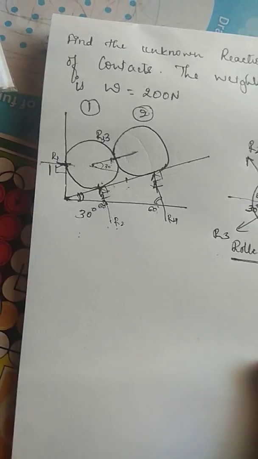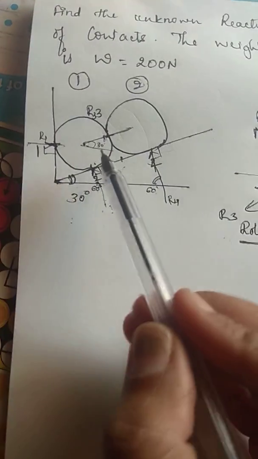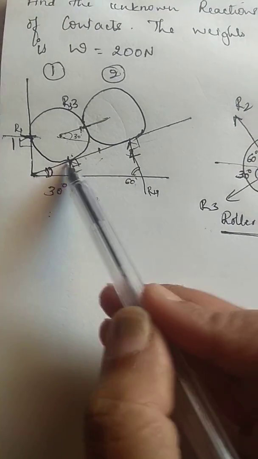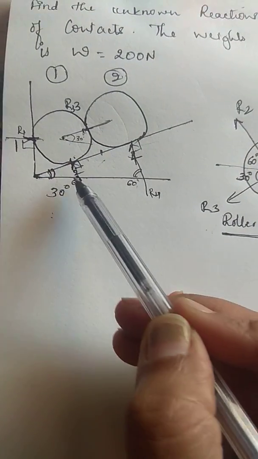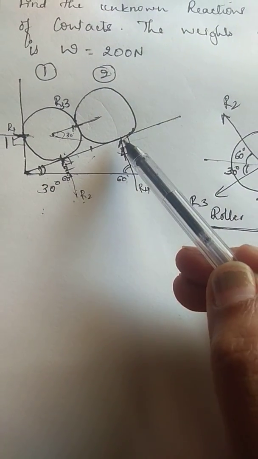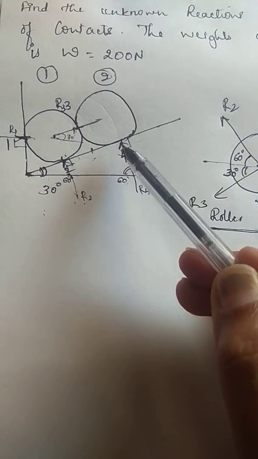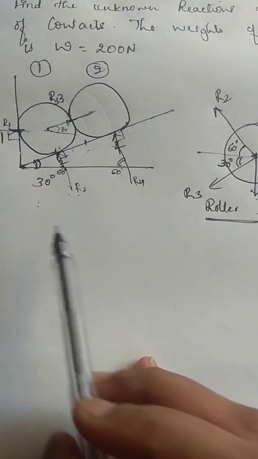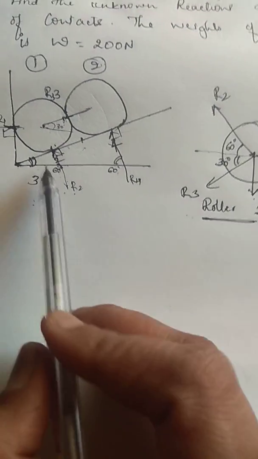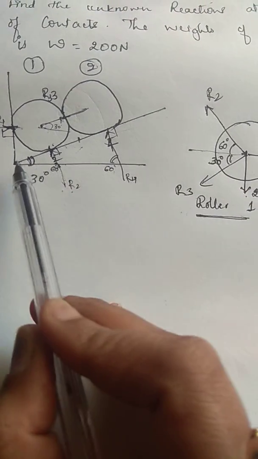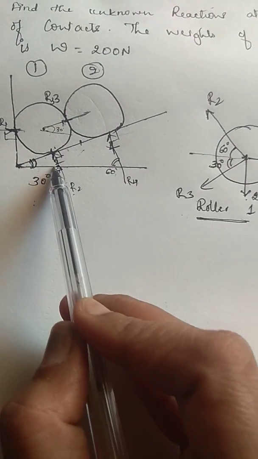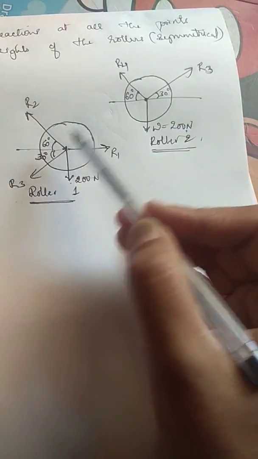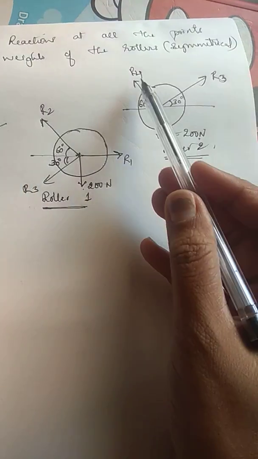Be very careful, do not miss any of the forces. I'll repeat again. For roller 1, we have a horizontal force R1. We have a reaction coming at point of contact 2, that is R2. We have a reaction coming at point 4, that is R4. This is an inclined plane which makes an angle of 30 and this is the horizontal. Considering this triangle, this is 30, this is 90, so this would be 60. So R2 and R4 make an angle of 60 with the horizontal.